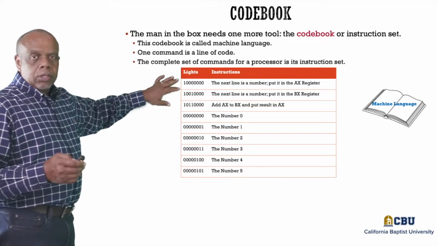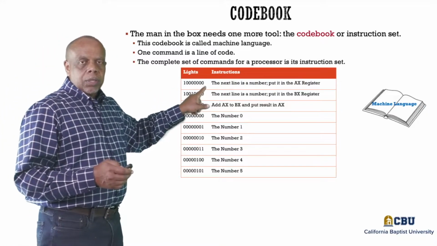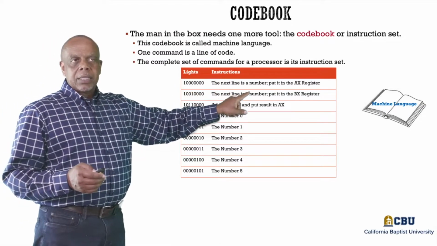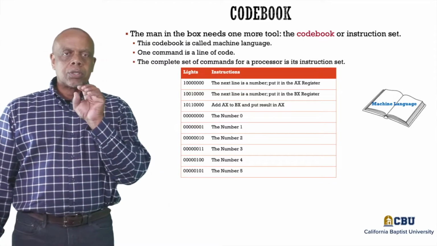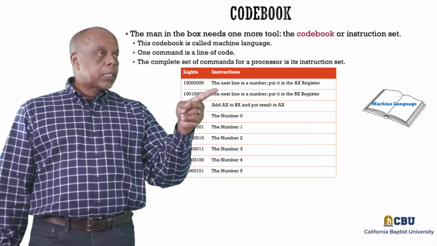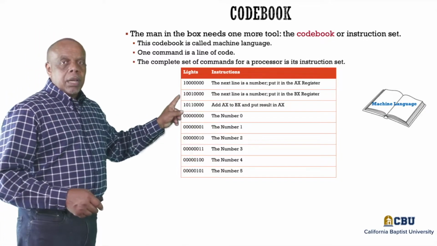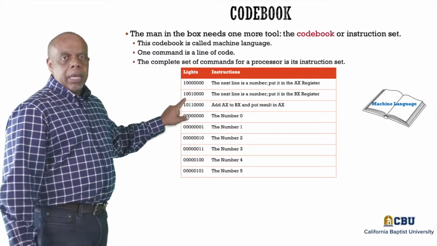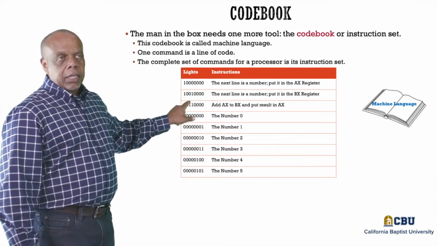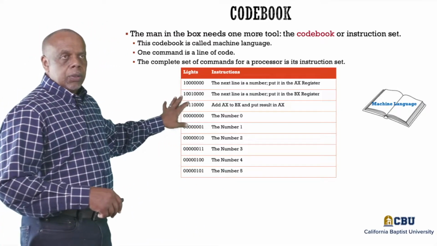Let me give you an example of what that looks like. Let's just talk about those lights. Let's say I turn on the first light and the other 7 are zeros. The instruction is really saying the next line is a number, put it in the AX register. So now the little man in the box has some instructions. He knows that when these lights come on, he needs to take that and put it in the AX register. Now the next 8-bit word comes in and gives me the number 8 light and the number 5 light on, and everything else is zeros.